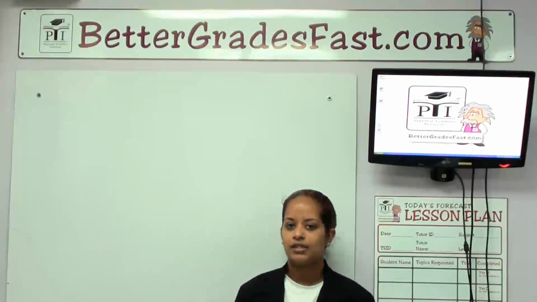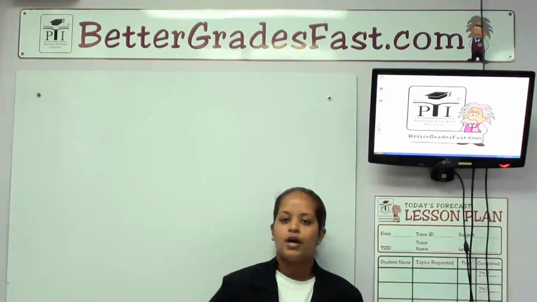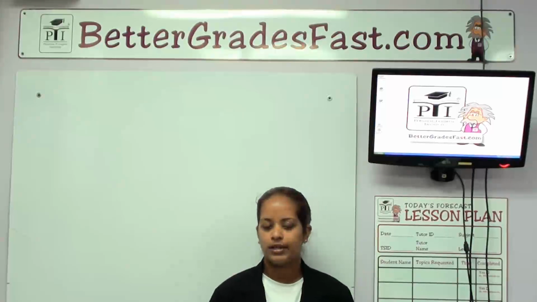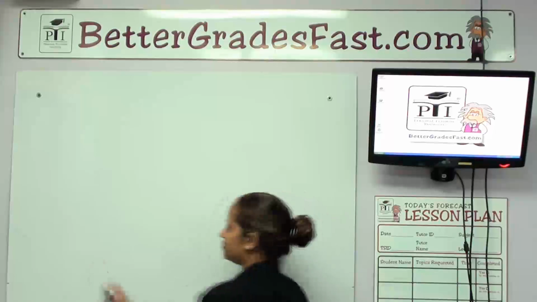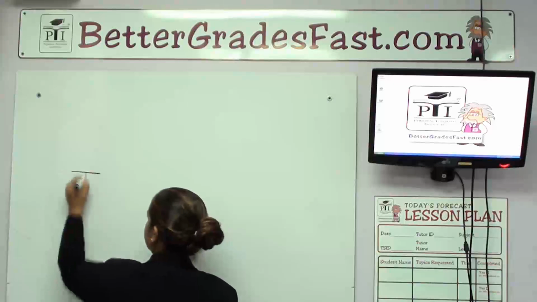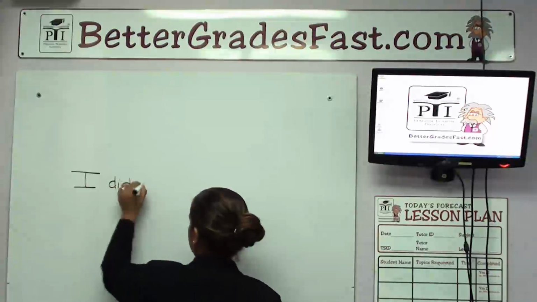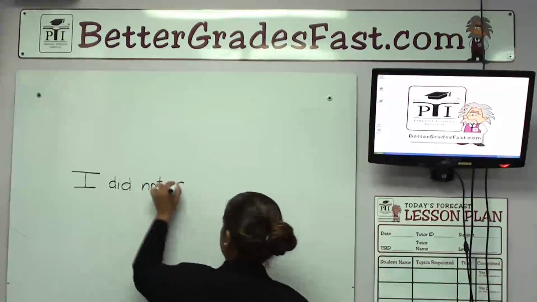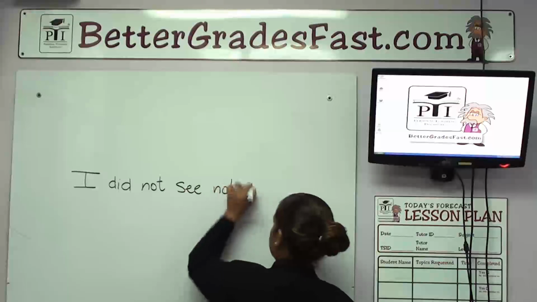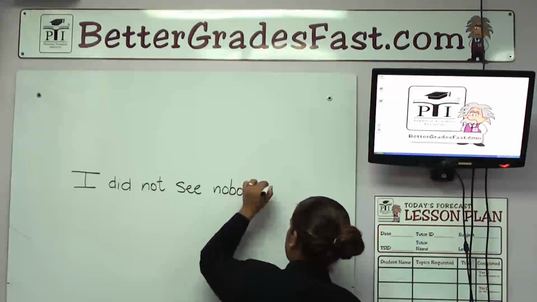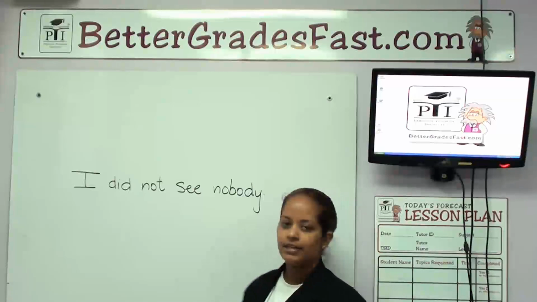One of the errors that is very common is using double negatives. In English, you cannot have two negative pronouns in one sentence. Let me show you some examples. This sentence is a common error. I did not see nobody.